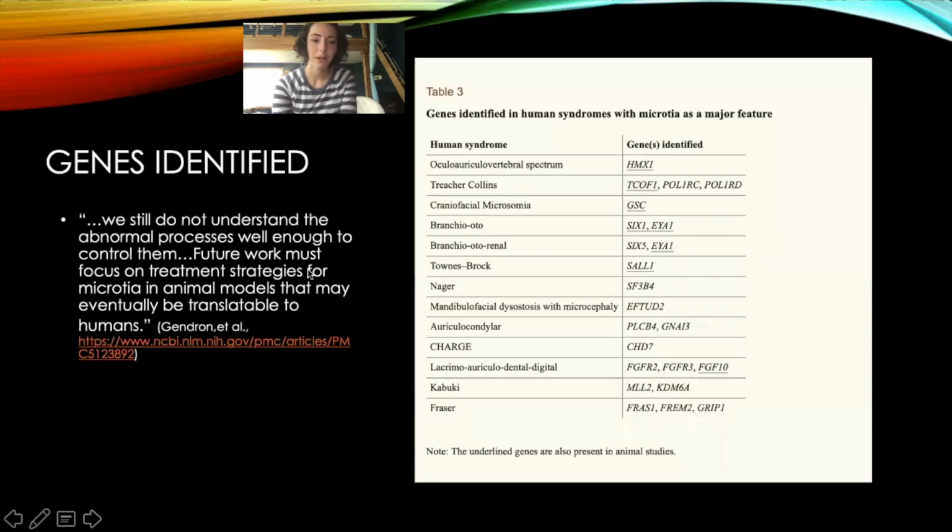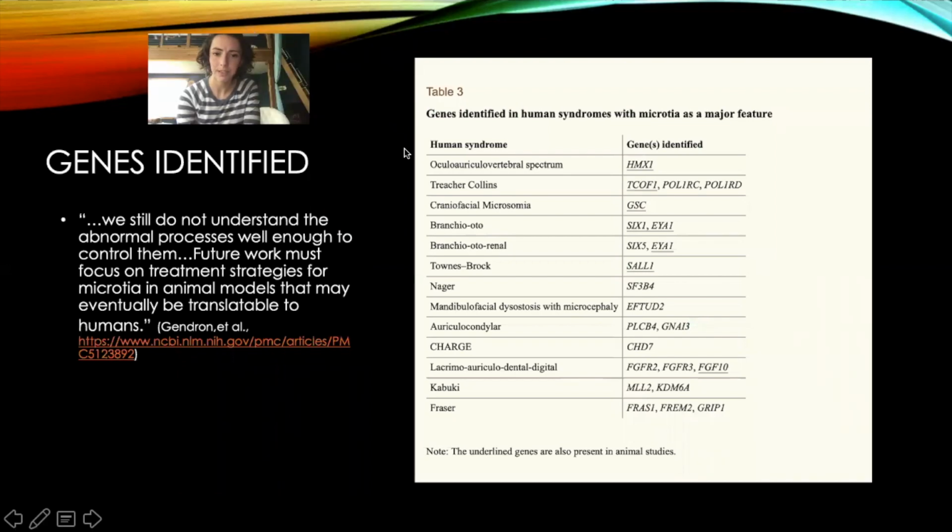But now we're going to go ahead and move on to the genes that are identified in these different syndromes. So though many genetic causes for microtia have been identified with the development of animal models that predictably result in either isolated microtia or abnormalities that include microtia, we still don't understand the abnormal processes well enough to control them.